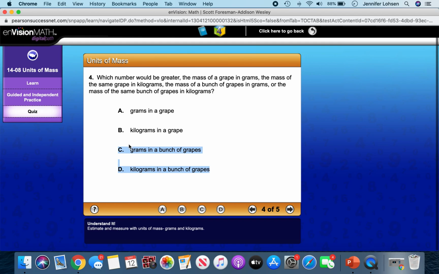It's a smaller unit. So therefore, we would have to go with C, grams in a bunch of grapes, because grams is a smaller unit than kilograms, and therefore it would take more grams to fill the same space. So we are going with C for this one.